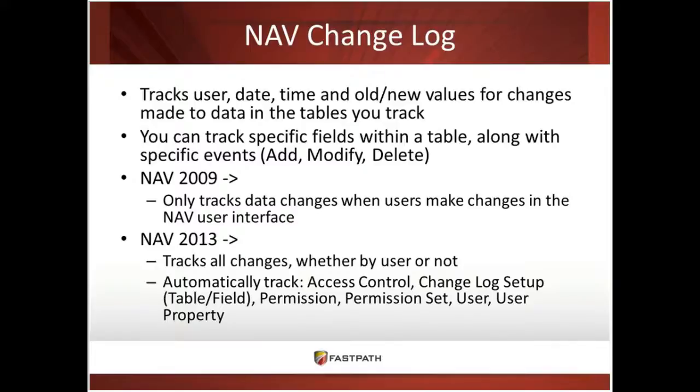Just a little bit of history here. From NAV 2009 to NAV 2013, there were some changes to the change log, and a big part of that was so that it could deal with the service tier. Before, in NAV 2009, it only tracked the data changes when users made changes in the NAV user interface. 2013 is going to track all changes, whether by the user or not. So anything that comes in through the service tier is going to get tracked as well.